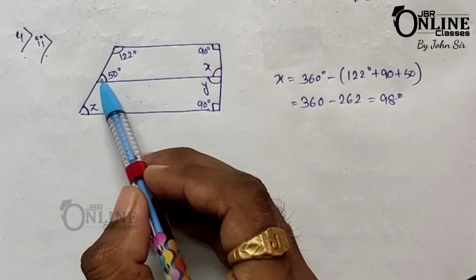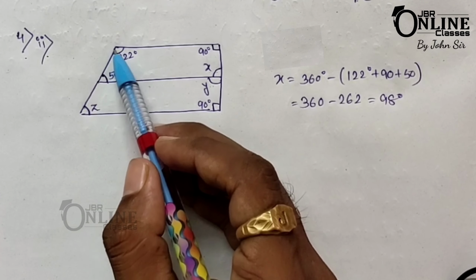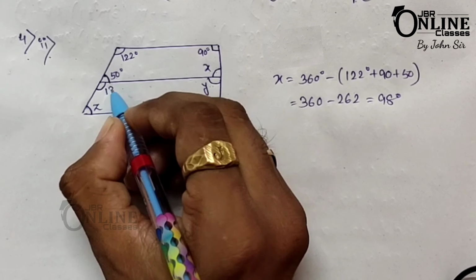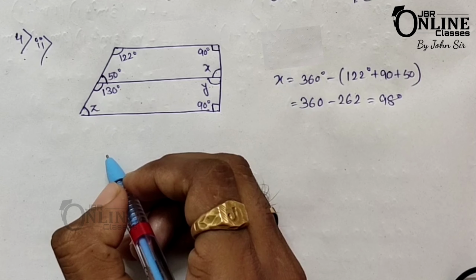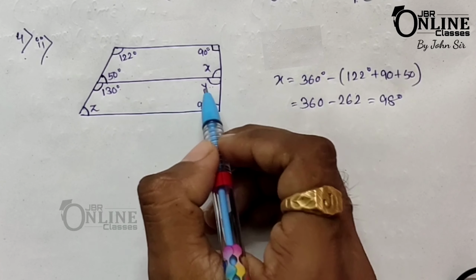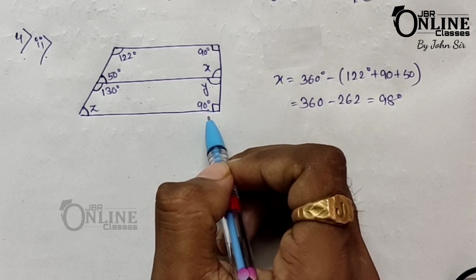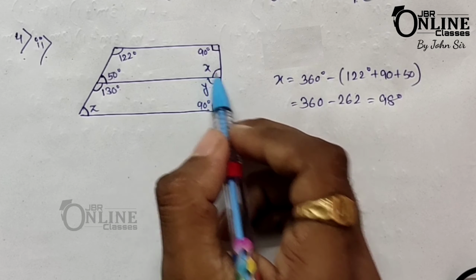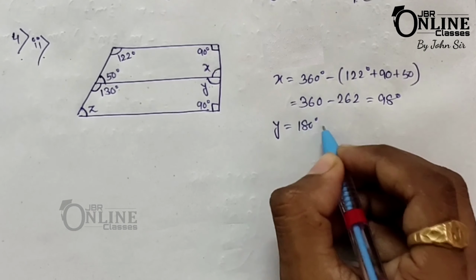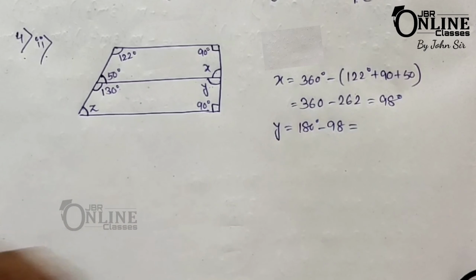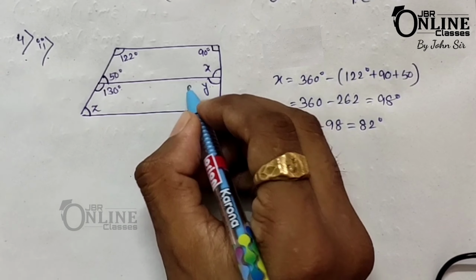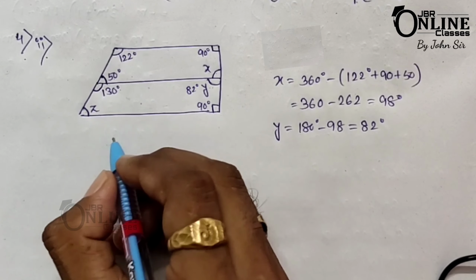Now here, if this angle equals 50 degrees and it's a straight line, that means this angle equals 180 minus 50, so that equals 130 degrees. Okay, so that equals 130. You have to find this one, this one and this one. So here 90 degrees. Now if x equals 98 degrees, then y equals 180 minus 98, that equals 82 degrees. So here y equals 82 degrees.